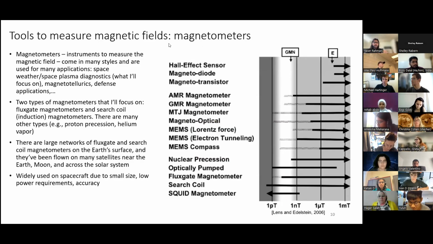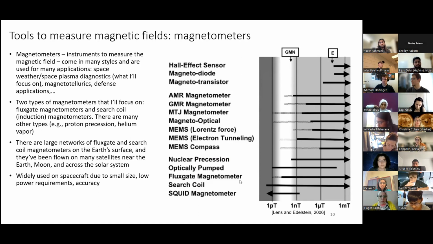Tools to measure magnetic fields: magnetometers. Magnetometers are just instruments to measure magnetic fields. But when someone says they're using a magnetometer, you have to ask them what type of magnetometer, because there's a huge slew of different instruments that you can see here on this chart. Definitely don't feel like you have to remember all of these. It's just to give you an example of how much you can customize things depending on what phenomena you're interested in and what regime you're interested in.